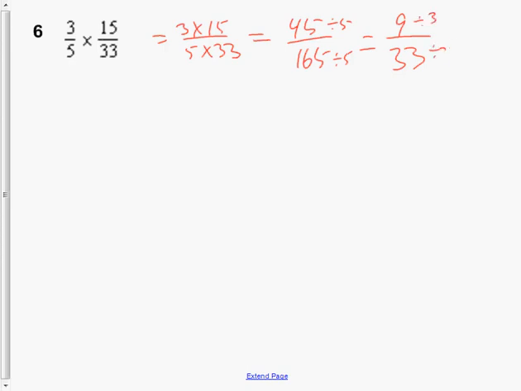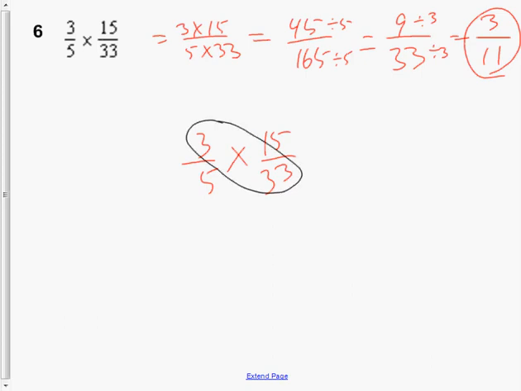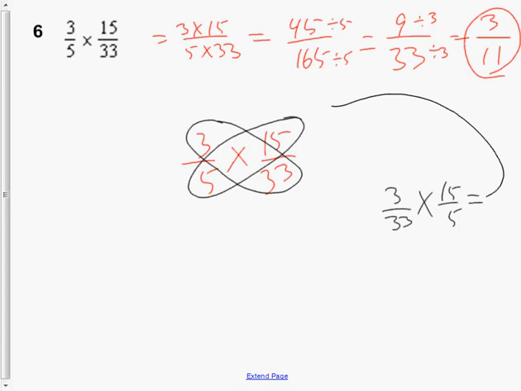So both have 3 in common, so you can reduce that down to 3/11, which is your answer. However, if you took that same question and realized that when multiplying fractions, you can cross-reduce, then you could look this way and think of that as being 3 over 33. And you could look this way and think of that as being 15 over 5. And when you multiplied that, you would still end up with 45 over 165.